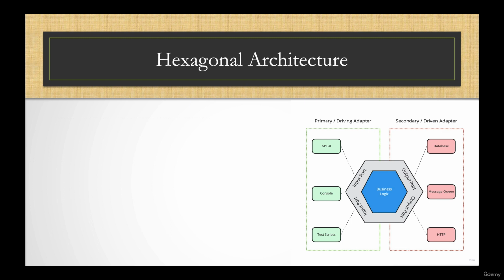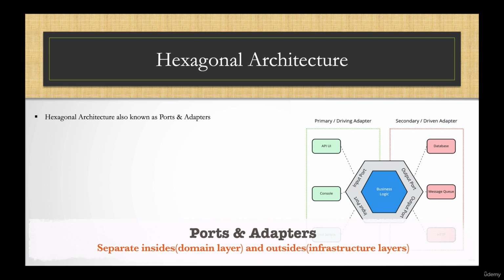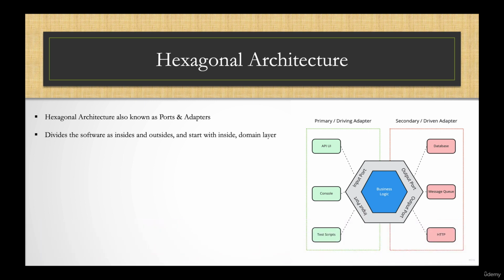Hexagonal architecture is also known as ports and adapters. The main idea is to divide the software into two main parts, insides and outsides. The insides will be the domain layer that holds the business logic. This part will be developed first, and it will not depend on any other layer. So it should be the most independent and stable layer, as it is the heart of your software.